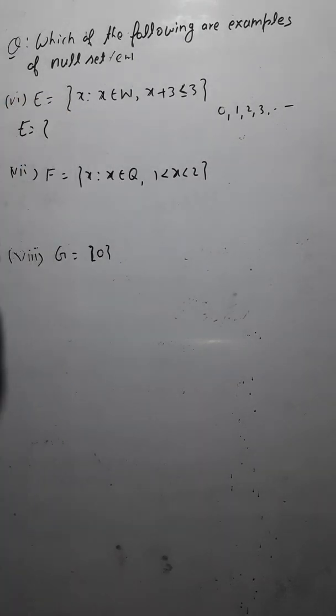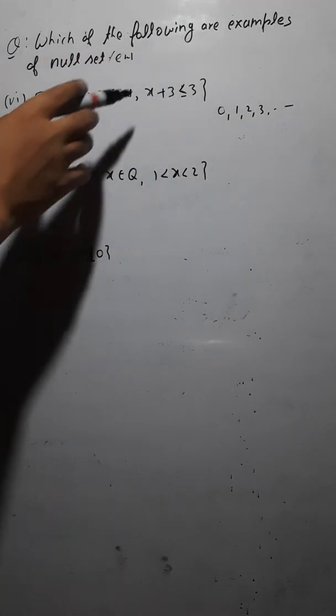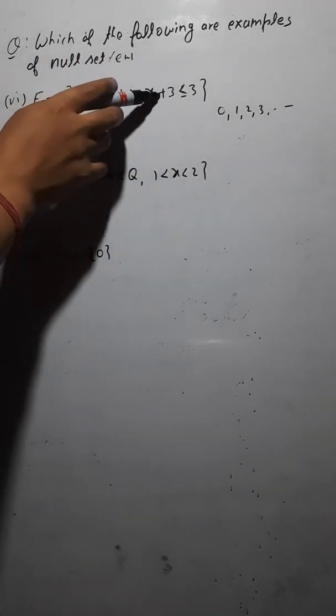So if you see the first element, for finding out the first element in the set E, you have to put the value of x as 0, because 0 is the first whole number. So if you are putting it 0, you are getting 0 plus 3.